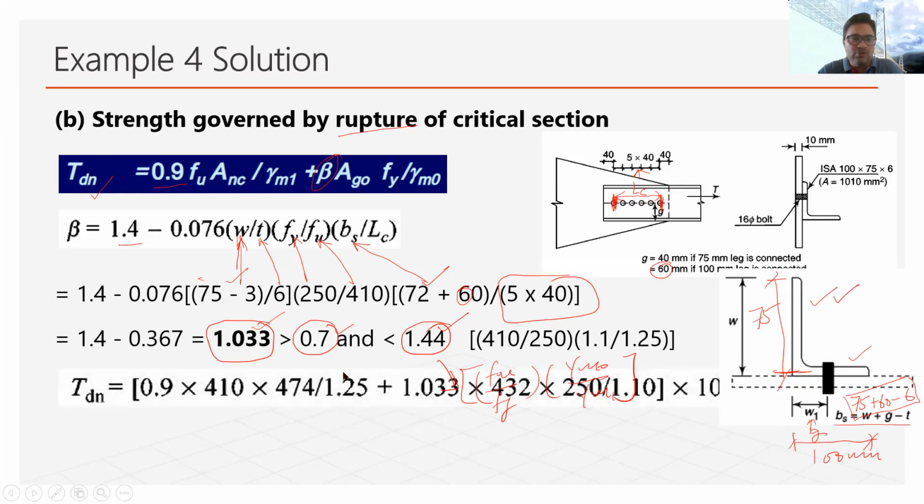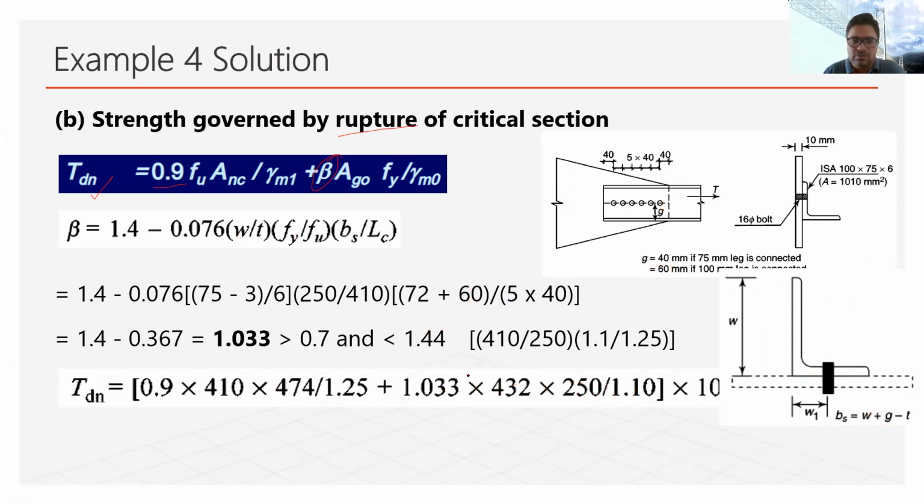Now, once we get the value of beta, we will put all the values in this formula. So now we know Fu value is 410, and ANC we have calculated in the previous slide, which is the net effective area of the connected part, and then gamma m1 1.25, and the beta value we just calculated. And AGO we have just calculated in the previous slide, and Fy and gamma m naught, and the whole multiplied by 10 raised to power minus 3.